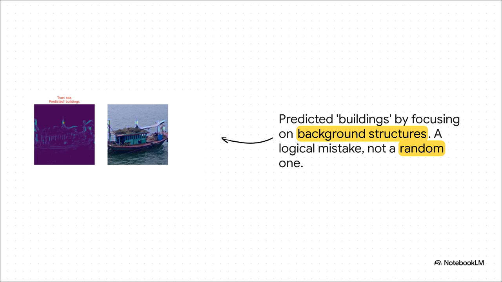The model saw this image of the sea with a boat, but it predicted buildings, which seems totally bizarre, right? Until you see the heat map. The model completely ignored the boat and the water, and it focused 100% on those architectural structures way in the background. It wasn't a random error, it was actually a logical mistake based on what it saw.